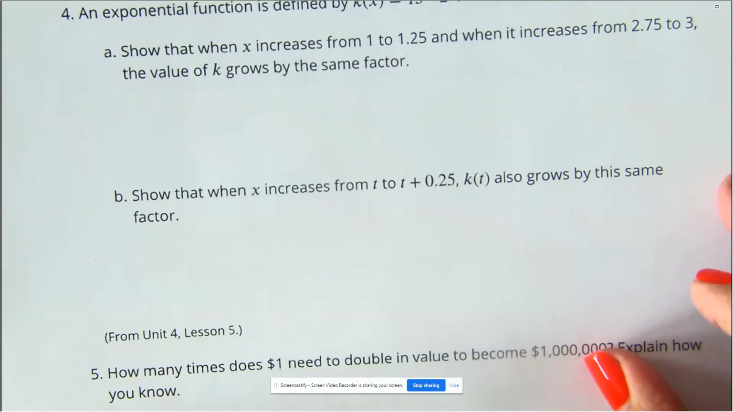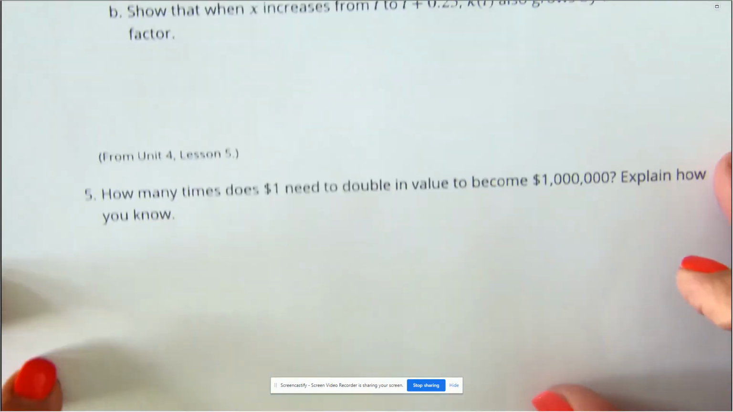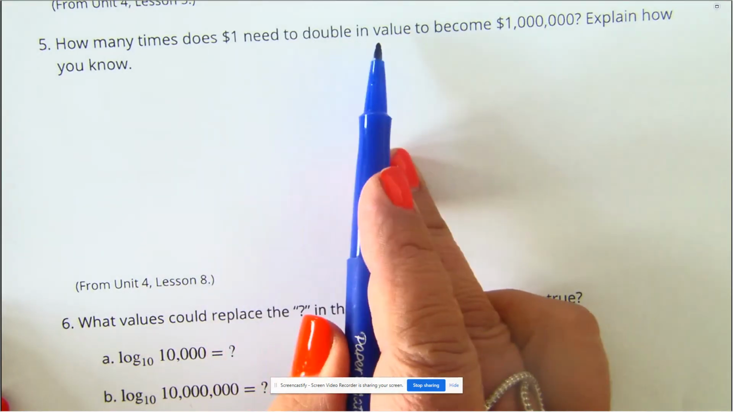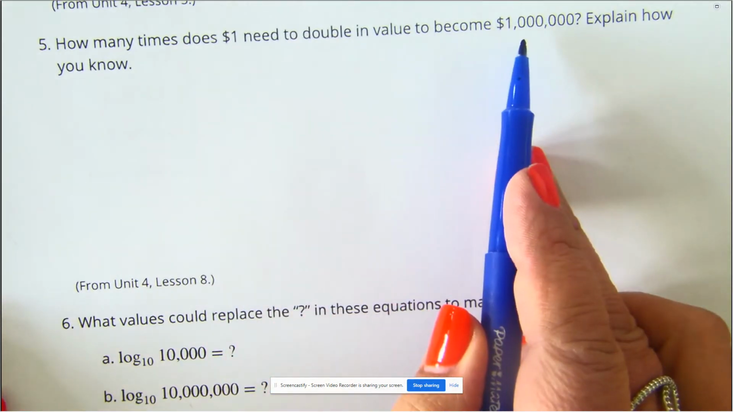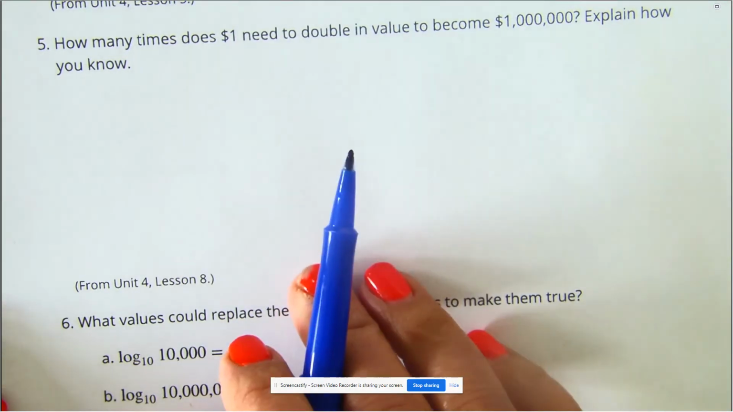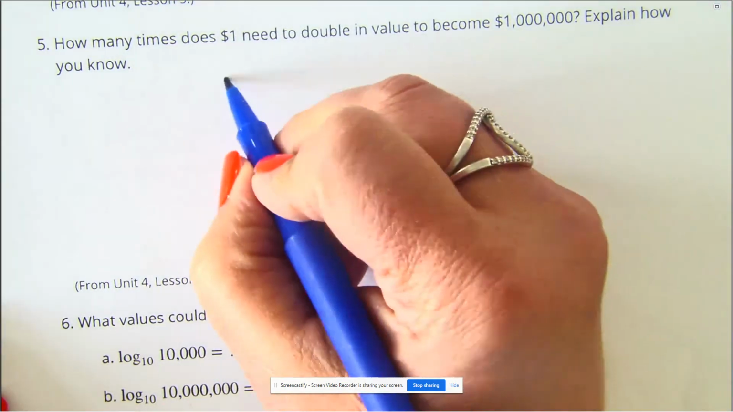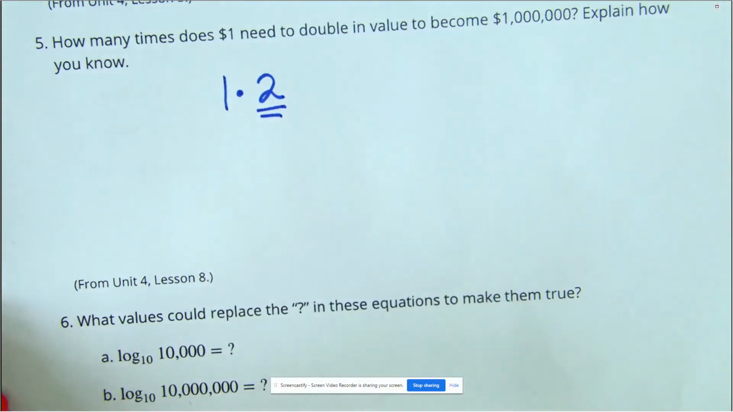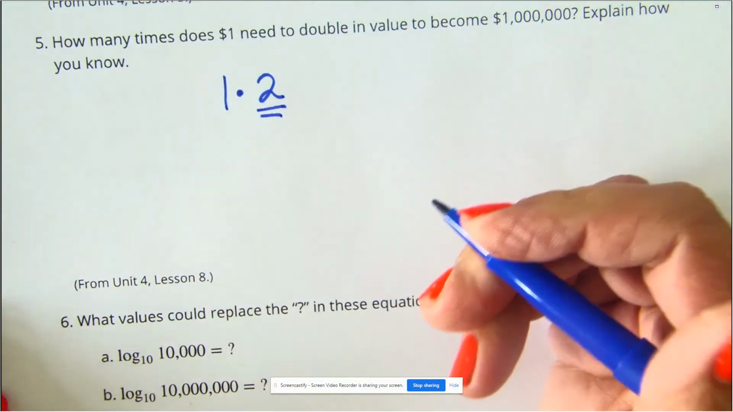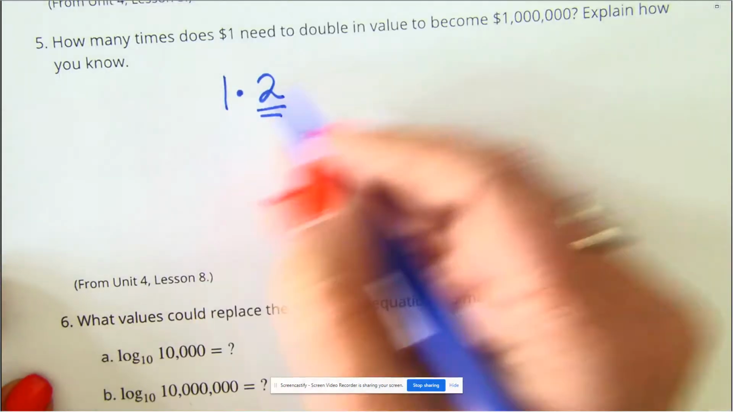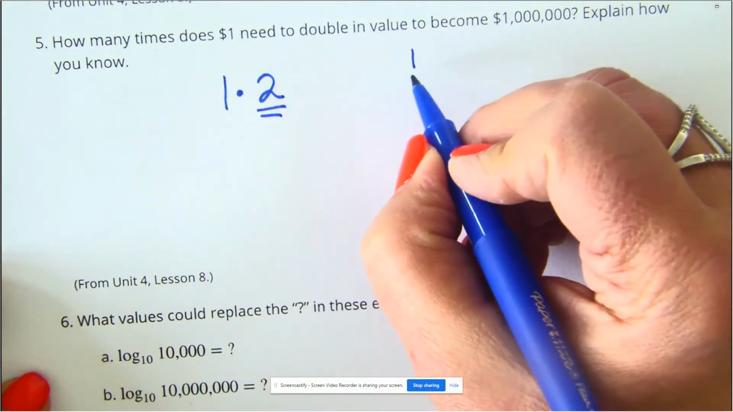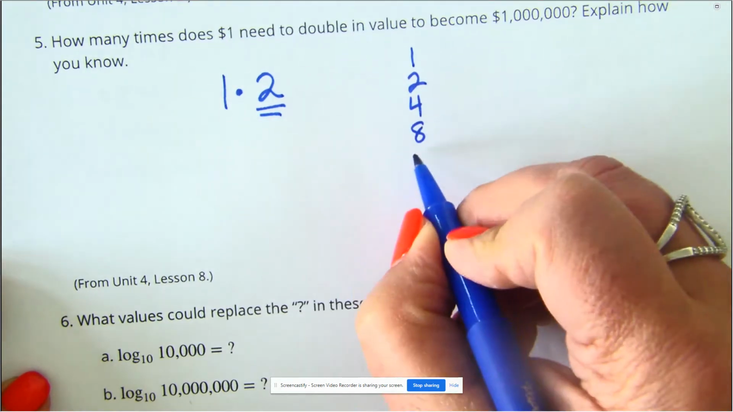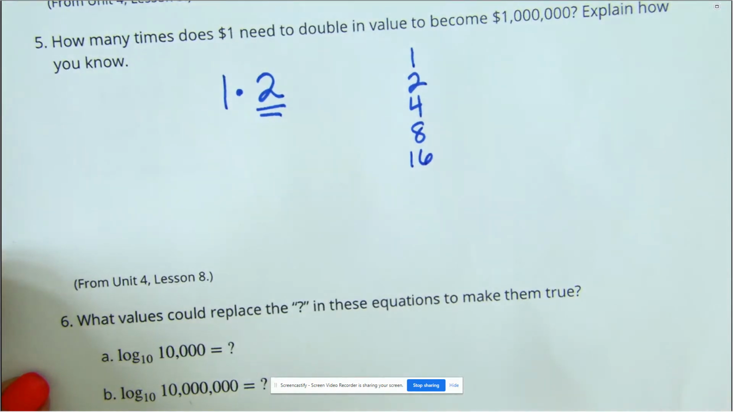and it has a lot of algebraic work. So number 5, how many times does $1 need to double in value to become $1 million? Explain how you know. So starting with $1, I want to keep multiplying it by 2. That's what doubling means, over and over again. Now, I could make a table, right? I could start with 1, and then double it, and I'd have $2. Then I'd double it, I'd have 4. Then 8. I could keep doing this, but it would take a while.